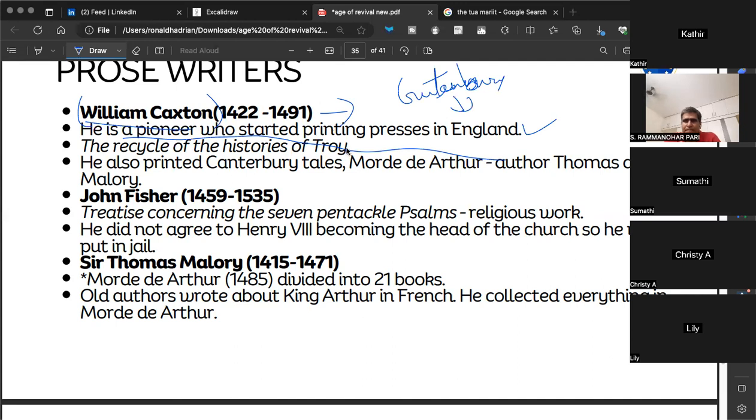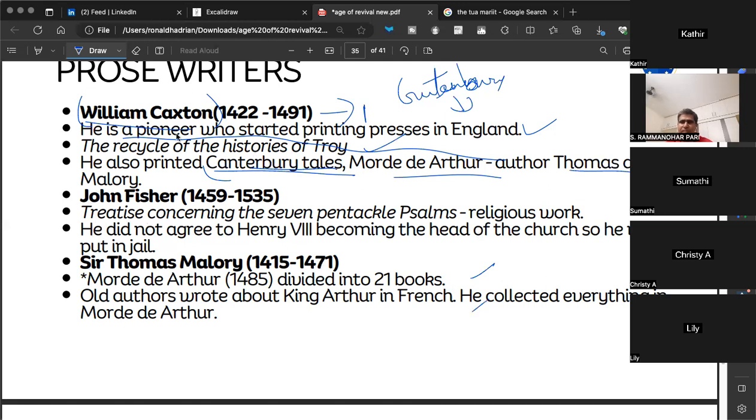Le Morte d'Arthur. Yeah, very good, Thomas Malory's book. Okay. The Recuyell of the Histories of Troy, he wrote, he also printed. He also printed Canterbury Tales, Remember, and Morte d'Arthur. Okay, so this one we have seen. Now you can connect, right? And this one we have already seen, so nothing here.